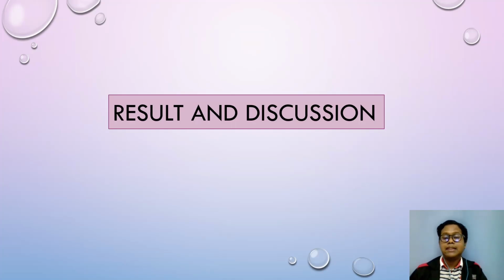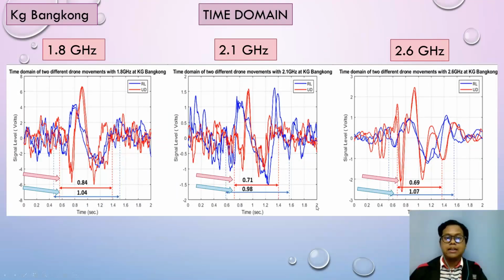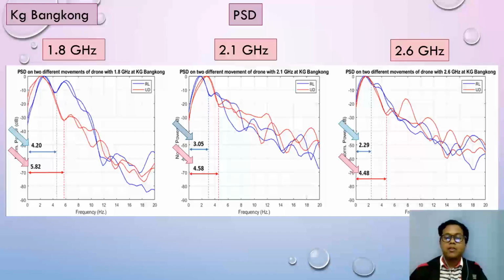And this is for the result and discussion. For the first result at Kampung Bangkok, in the time domain, it shows that the time taken for RL, right to left, is longer than UD, up and down. This is due to the cross-sectional area of the drone radar being larger for RL while passing through the antenna receiver compared to UD. Next, for the PSD, it shows that RL has a lower Doppler frequency than UD because the time taken is higher, so the frequency will be lower.